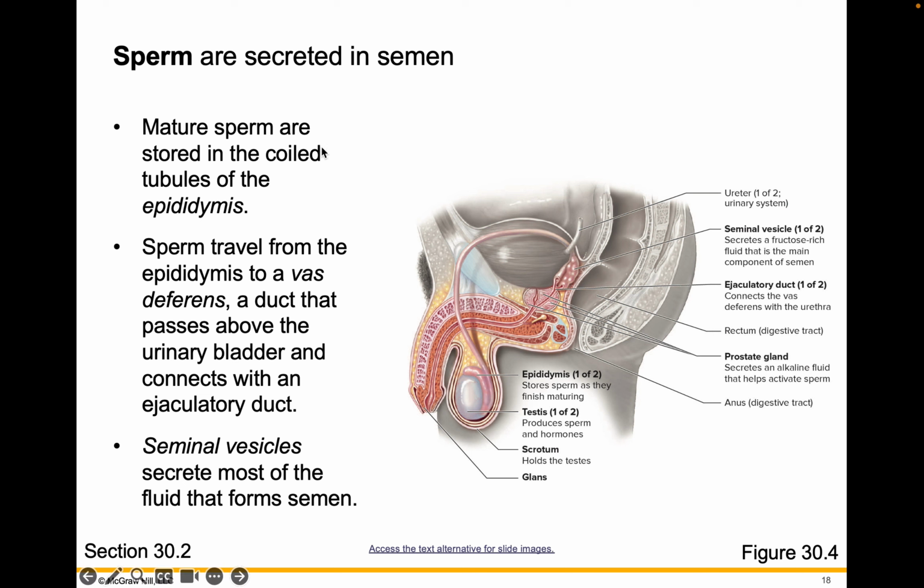Sperm are secreted in semen. Mature sperm are stored in the coiled tubules of the epididymis. Sperm travel from the epididymis to a vas deferens, a duct that passes above the urinary bladder and connects with an ejaculatory duct. Seminal vesicles secrete most of the fluid that forms the semen.